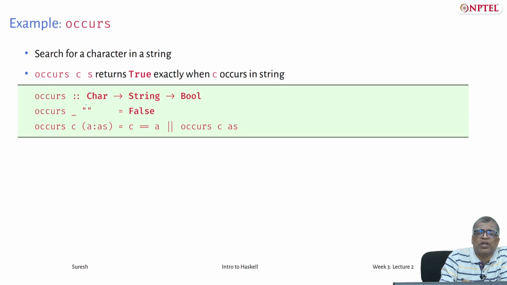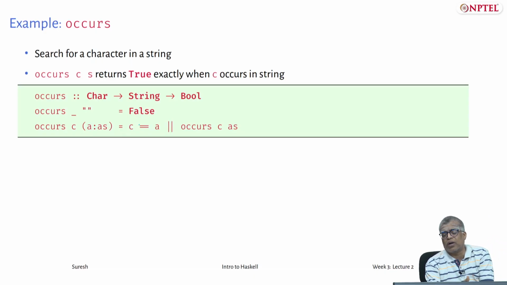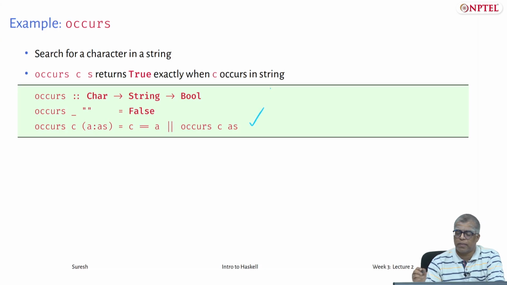So occurs anything of the empty string is False. occurs c in a:s is either c equal to a, in which case you return True, or c occurs in s. Okay, that's it. So this is the function.